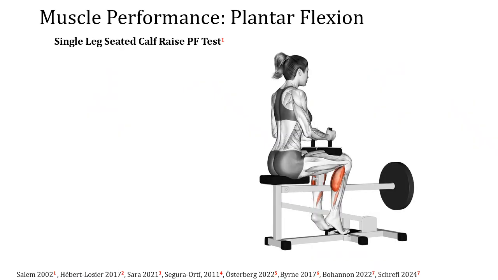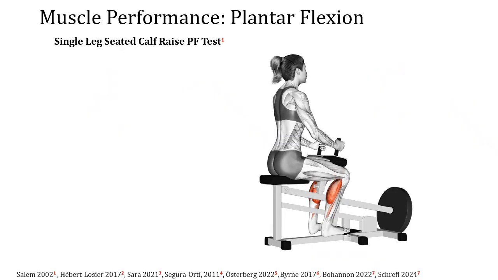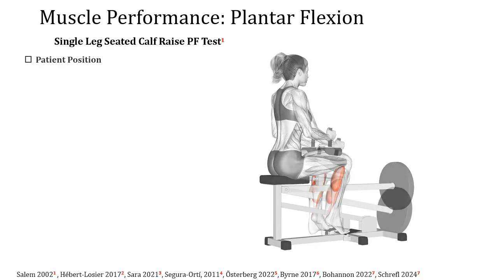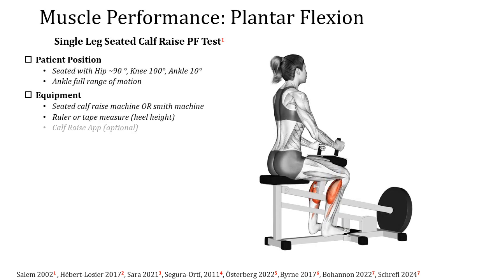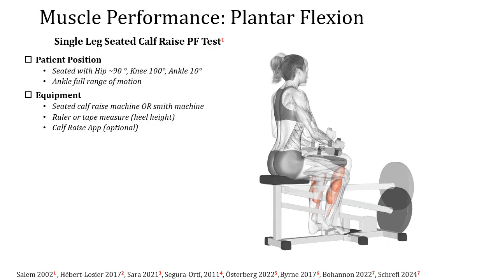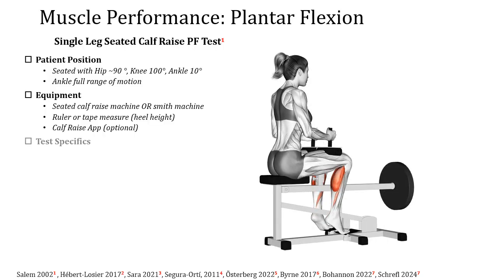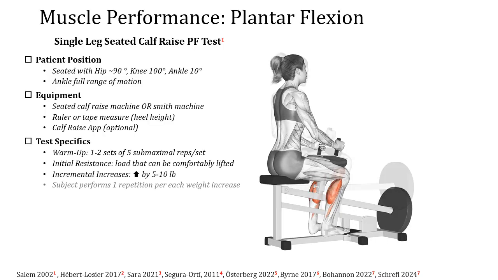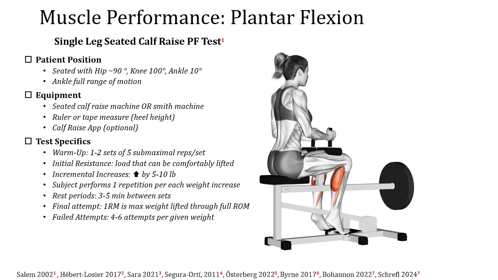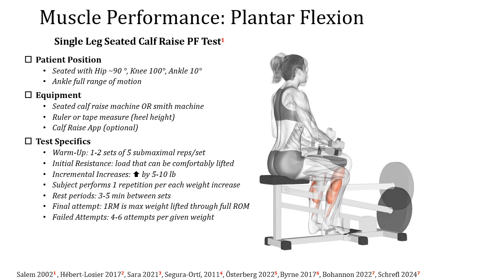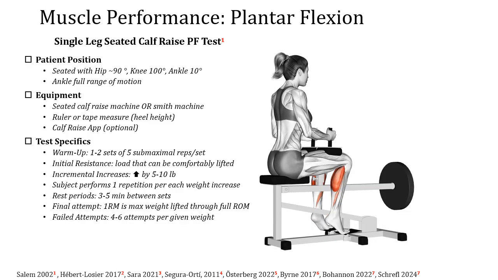If you are going to be using the field-based test of the seated calf raise machine for your assessment, then the methodology that would be recommended is sitting with the hips 90 degrees flexed, knees at 100 degrees, and ankles about 10 degrees dorsiflexed. The equipment would be your seated calf raise machine or Smith machine, a ruler or tape measure for heel height, and/or the calf raise app as previously shown.